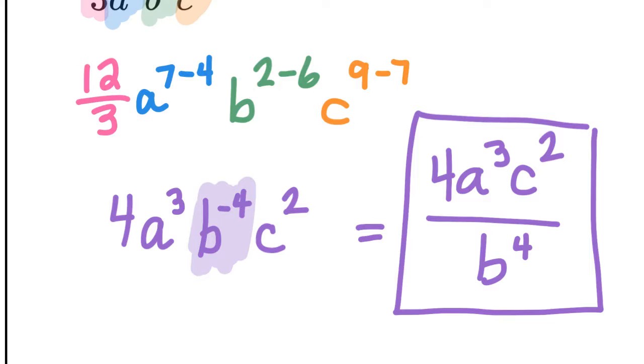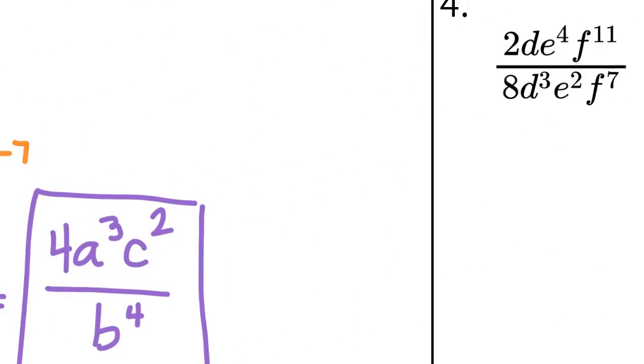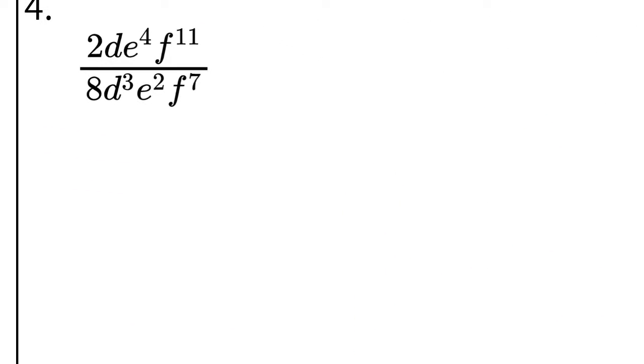Okay, let's move on to our next example. 2d e to the fourth f to the 11 divided by 8d to the third e to the second f to the seventh. So let's start with our coefficients. I have 2 divided by 8.